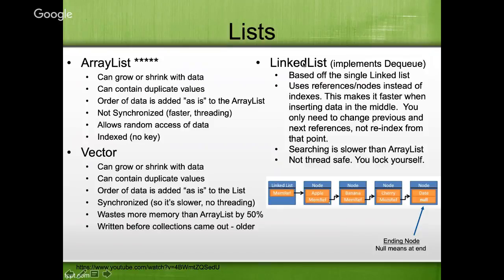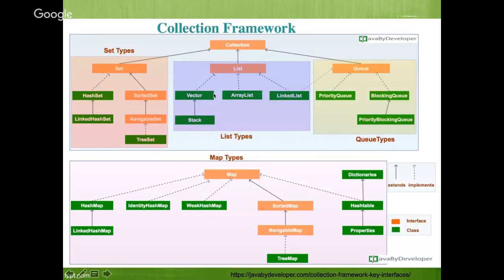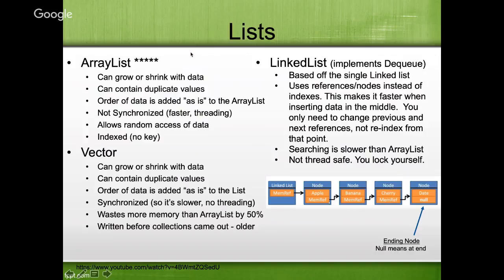There are more here, but he only said we had to go over one or so, and I just thought I would compare a few of them. So array list, that's my favorite one. It gets 5 stars.